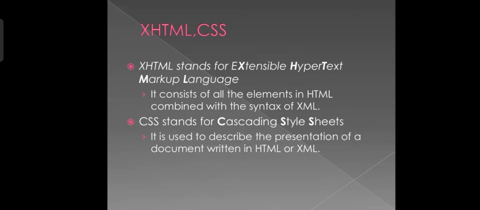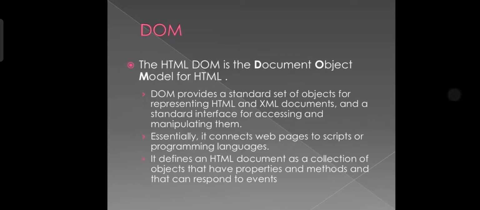XHTML stands for Extensible Hypertext Markup Language. It consists of all the elements in HTML combined with the syntax of XML. CSS stands for Cascading Style Sheets. It is used to describe the presentation of a document written in HTML or XML.